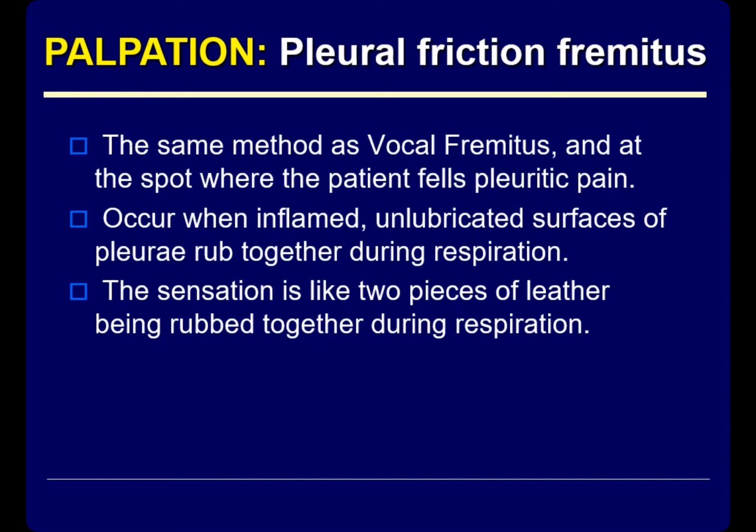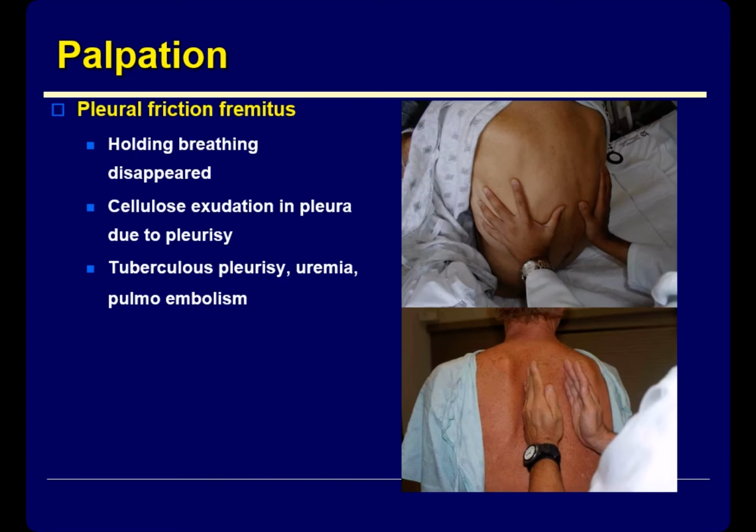For the assessment of pleural friction fremitus, we use the same method as vocal fremitus, but at a spot where the patient feels pleuritic pain, and it occurs when inflamed, unlubricated surfaces of pleura rub together during respiration. The sensation is like 2 pieces of leather being rubbed together during respiration. The pleural friction fremitus may disappear when the patient holds their breath. It indicates cellular exudation in pleura due to pleurisy, such as tuberculosis, uremia, pulmonary embolism.